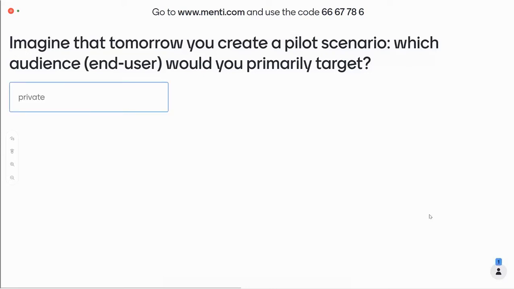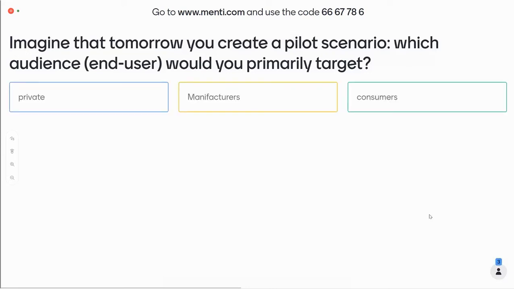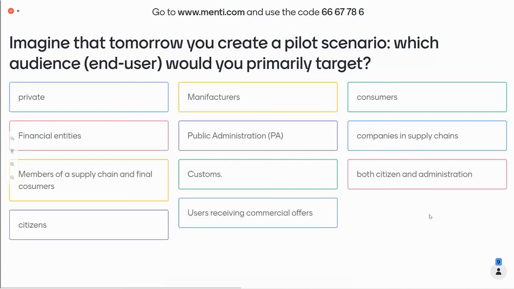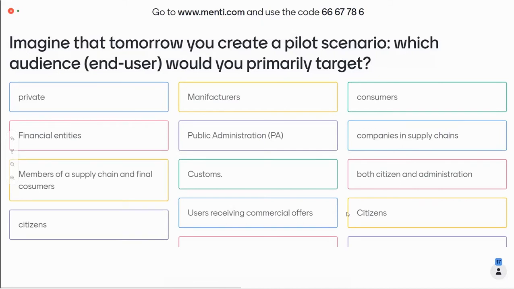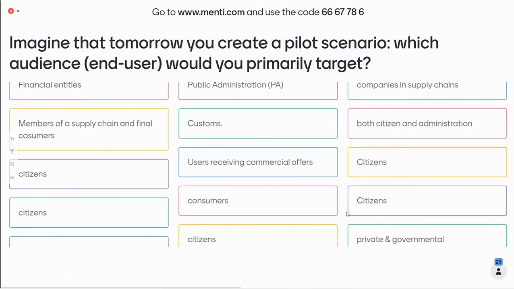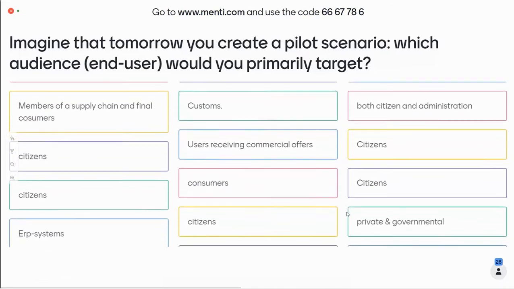Think about the examples that Saki gave. You can also reuse the examples that were presented today. Think really about your cases, new cases: companies in supply chain, public administrations, users receiving commercial offers.